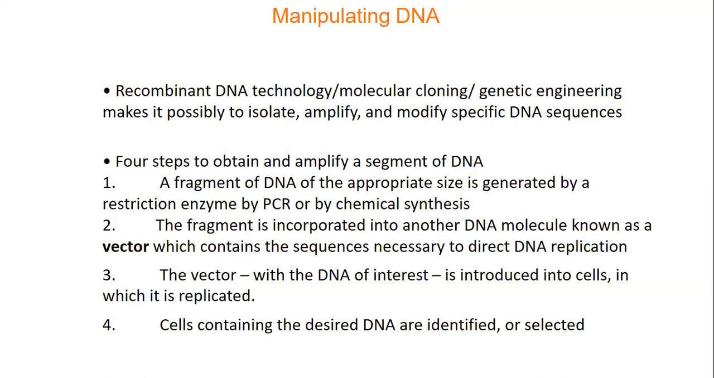Once you have a fragment of DNA that you want to amplify, you need to incorporate it into another DNA molecule, which we call a vector. And a vector will have sequences that will replicate the DNA and also some way to produce your gene of interest. Once we have the vector ready to go, we need to introduce it into the cells. And then inside the cells, this vector will replicate. And then once we have cells with our vector, we have to have some way of knowing these cells have our vector. So we have to identify or screen these cells. So today, and I believe Monday as well, we're going to really go through these four steps in detail so we can better learn how to manipulate DNA.